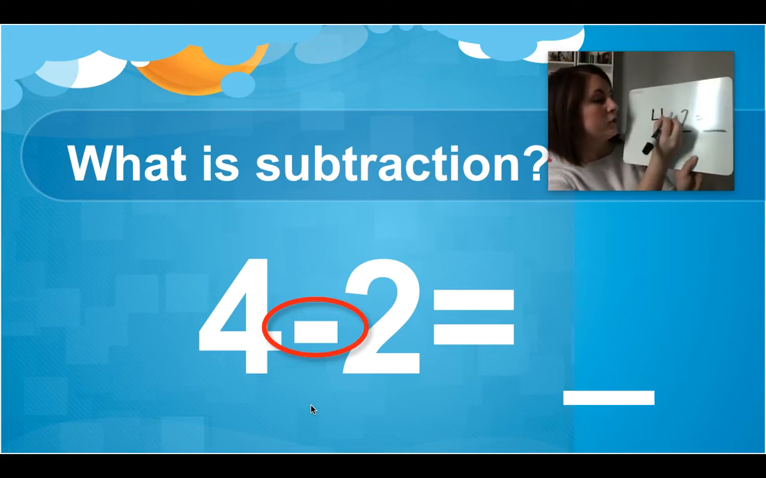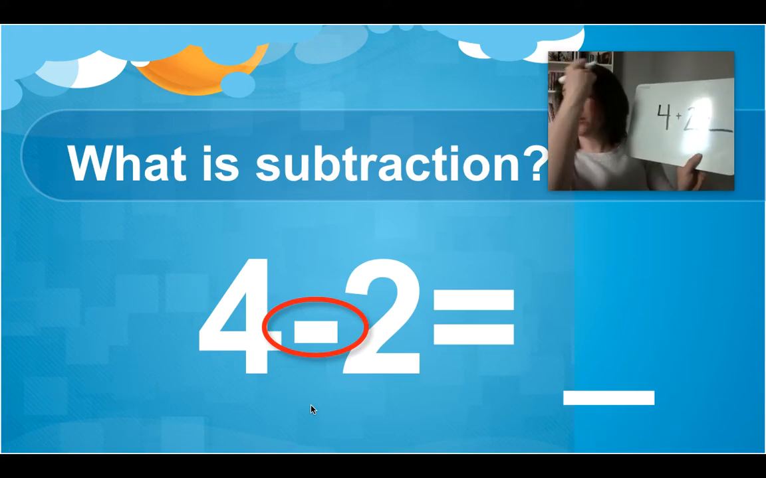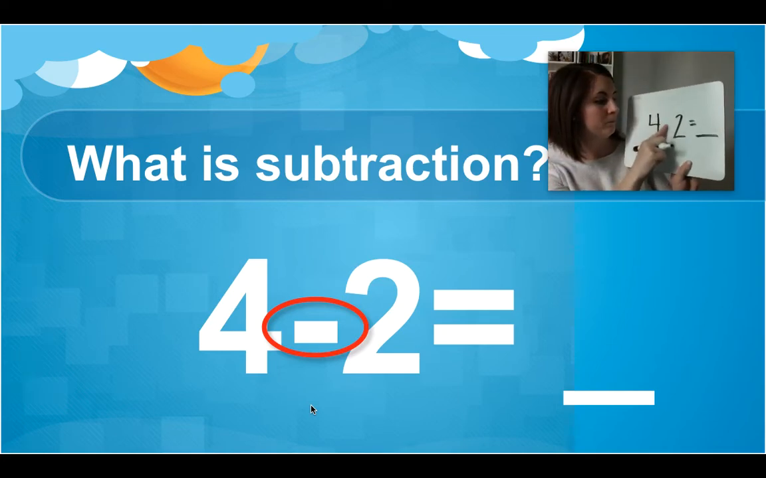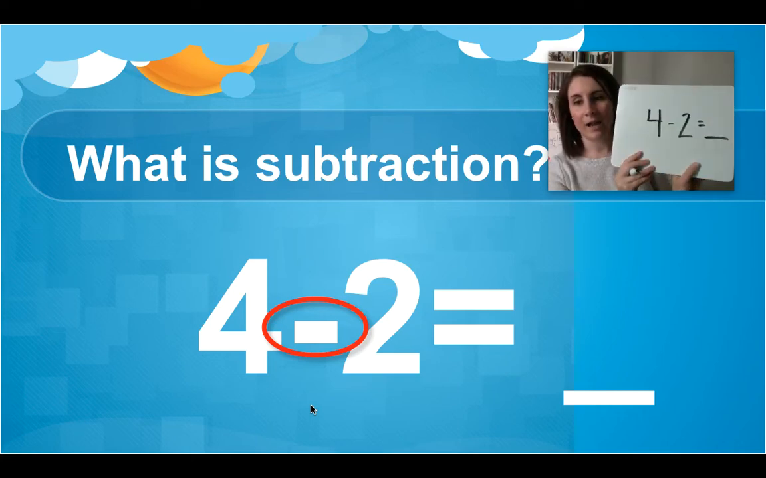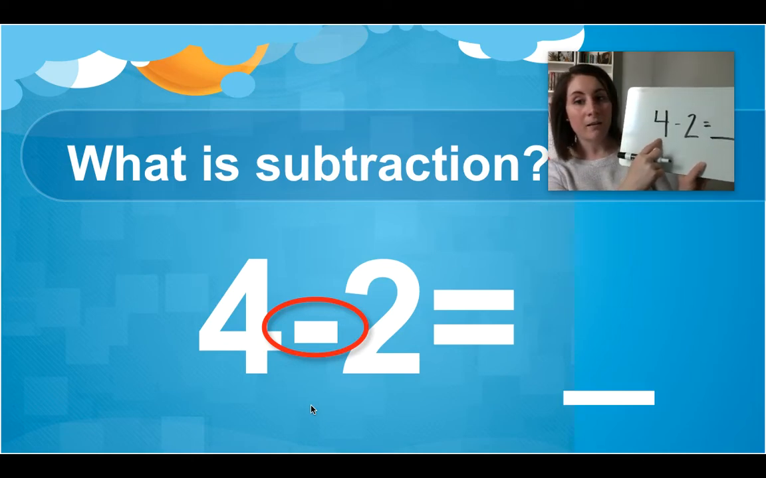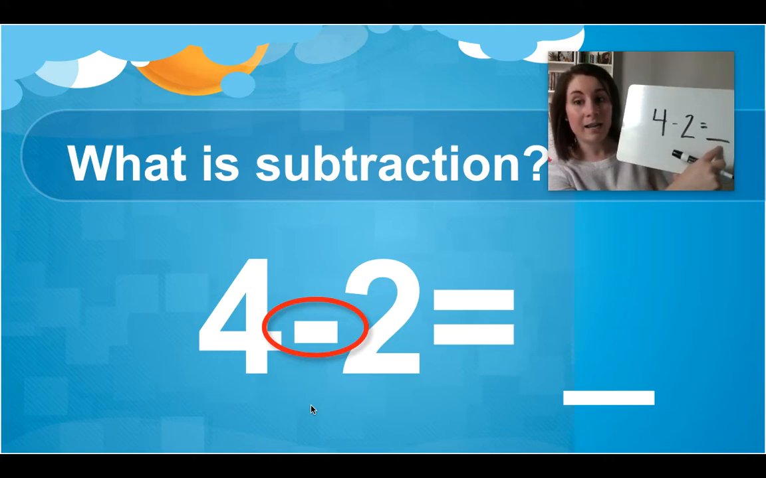Because if it was an addition sign, it would look like that. And that means we're putting them together. But because we're not putting them together, we're taking them away, we need a different symbol. And so we use the minus sign, okay, or the subtraction sign. So we have the bigger number in the front, that's the 4, minus 2. So we're going to take 2 away from 4, and that's going to give us our answer.